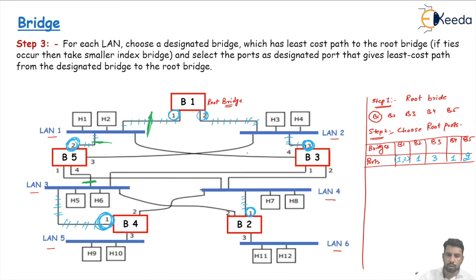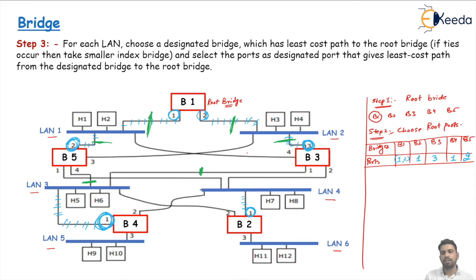LAN number 3 is also connected with bridge number 3. Let's see, if we follow bridge number 3 as the designated bridge, then how many links or hops. So link number 1, link number 2, and link number 3. For LAN number 3 we have both options, bridge number 3 as well as bridge number 5 as the designated bridge. Both reach the root bridge 1 by following 3 links.